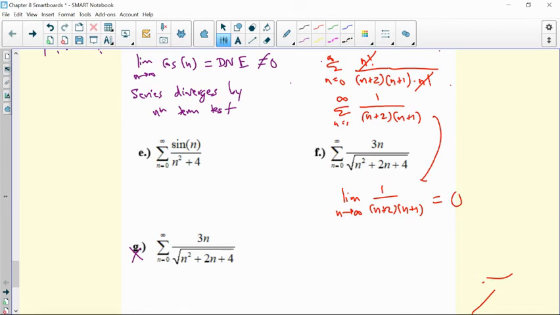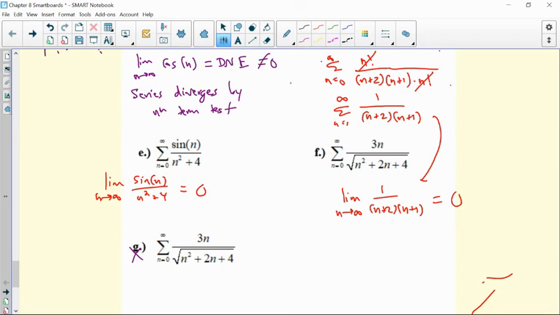Let's look at example E: the series of sine of n over n squared plus 4. Again, I could think about what's the limit of the terms as n goes to infinity of sine of n over n squared plus 4. I like this example because it illustrates the sine of n just oscillating between 1 and negative 1, so the denominator being quadratic is really going to take over. And so the limit here is going to equal 0.